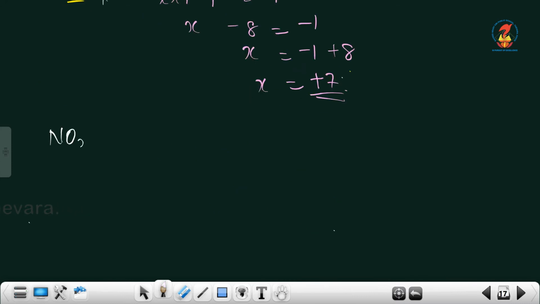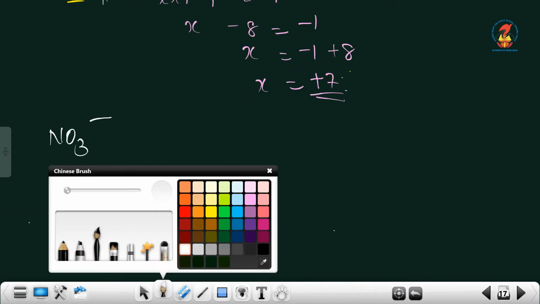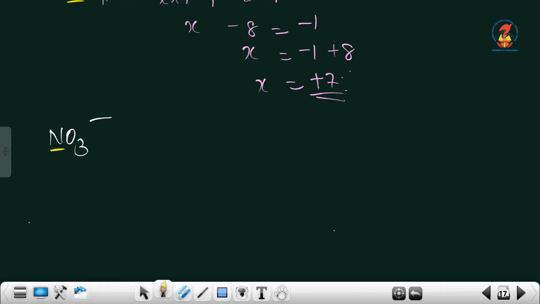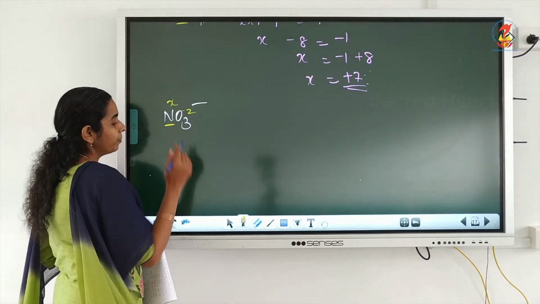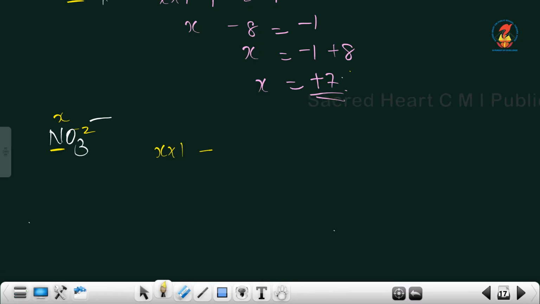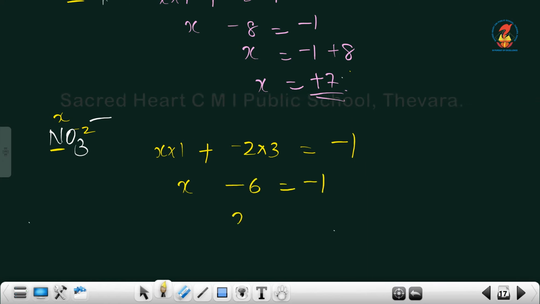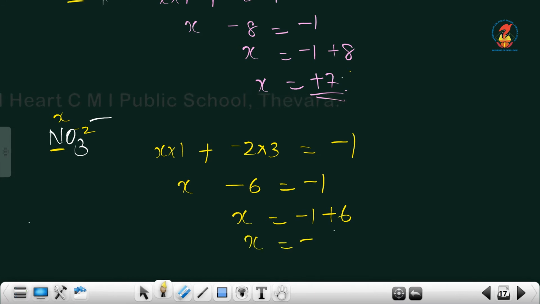Then NO3 minus, and the underlined element is nitrogen. So let nitrogen oxidation state be X. Oxygen we know it is minus 2. The sum should be equal to minus 1. So X into 1 plus minus 2 into 3 equal to minus 1. So X minus 6 equal to minus 1. So X equal to minus 1 plus 6. Oxidation state of nitrogen is plus 5.